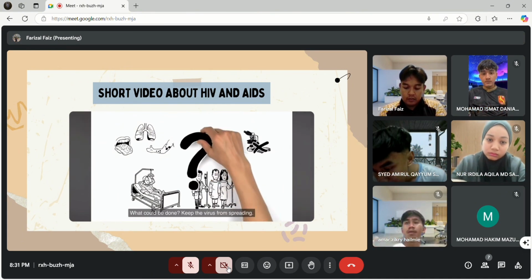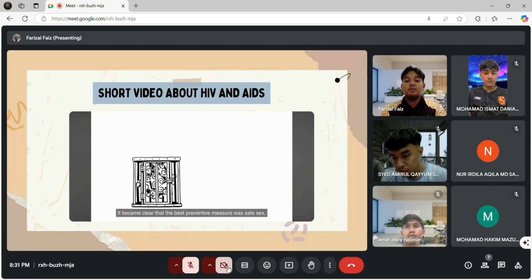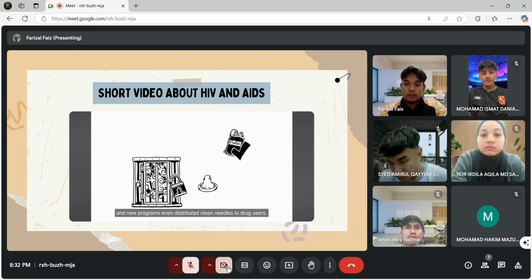What could be done? Keep the virus from spreading. It became clear that the best preventive measure was safe sex, as condoms kept the virus from infecting others. Additionally, blood banks started testing blood, and new programs even distributed clean needles to drug users.